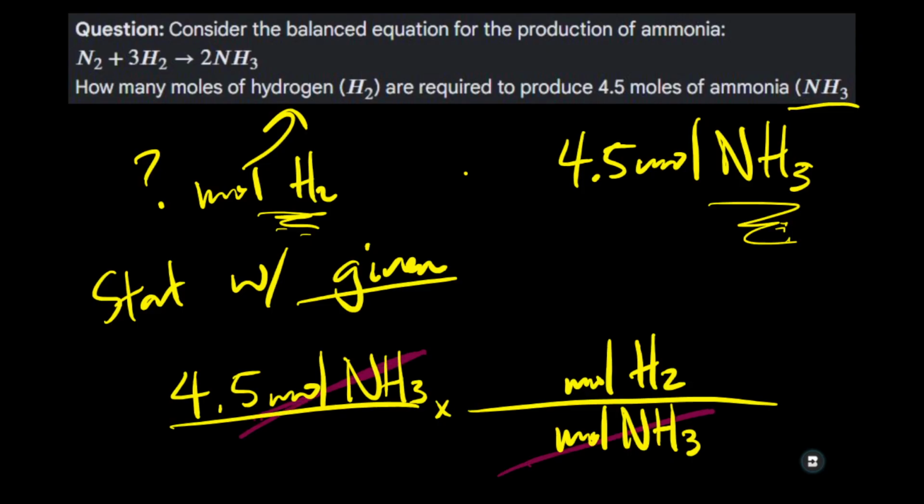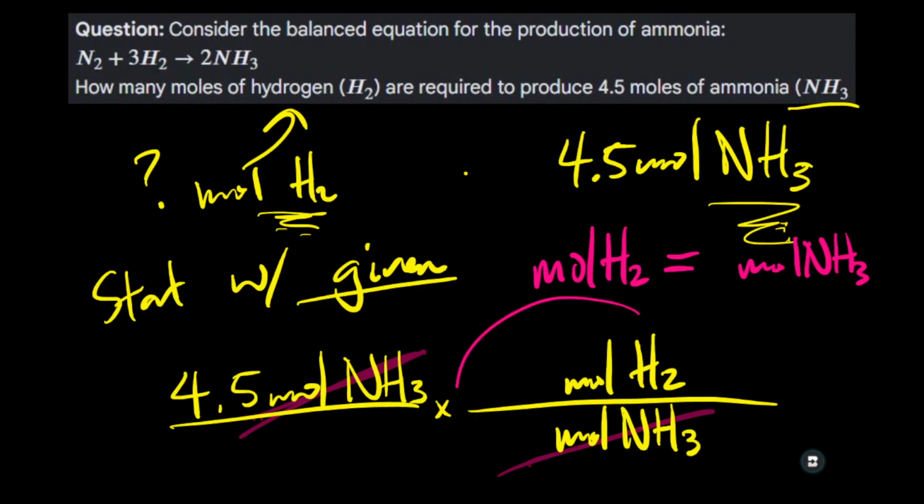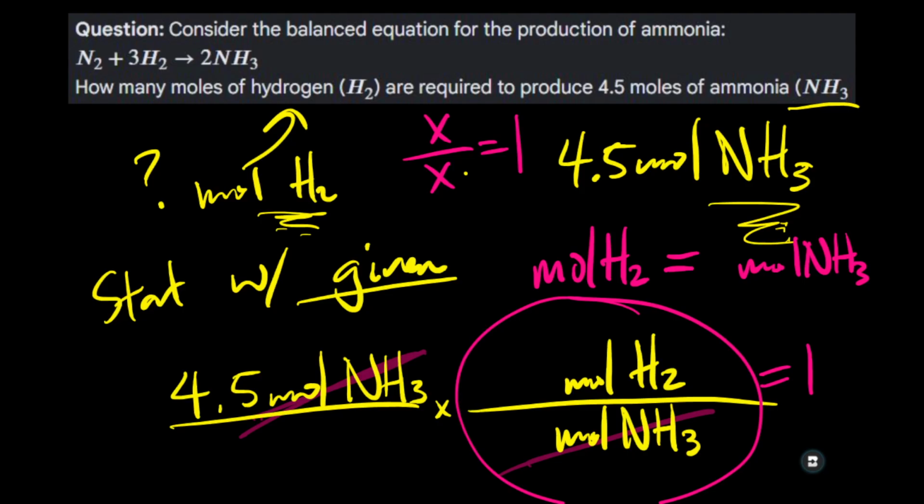Okay, but for now, let's fill in the numbers for these two. So what number do I put here? You have to make sure they equal to each other. Mole H2 has to equal to mole NH3. So basically we're not changing anything by number. This is technically equal to 1. Remember, anything that is the same divided by itself is equal to 1. So you have 5 divided by 5, it will equal to 1, right? So I'm not changing this number 4.5, I'm just converting it.